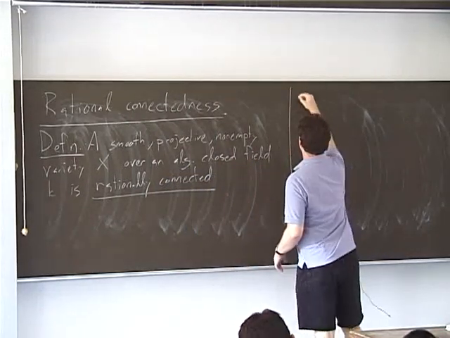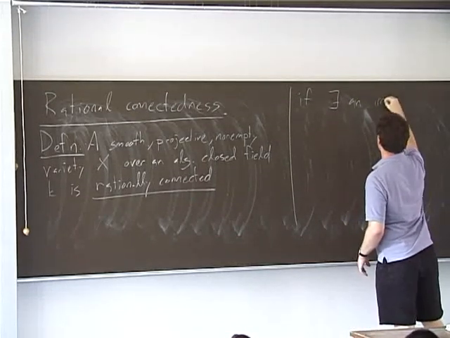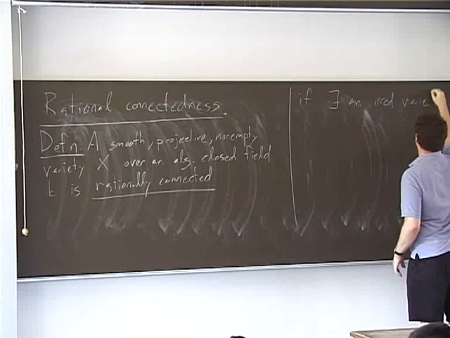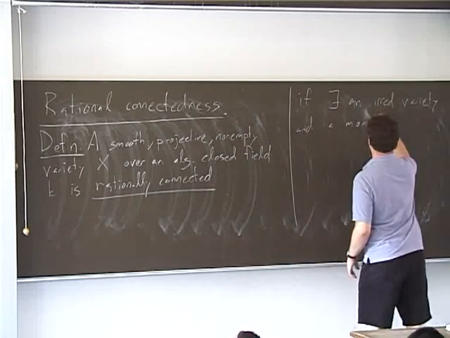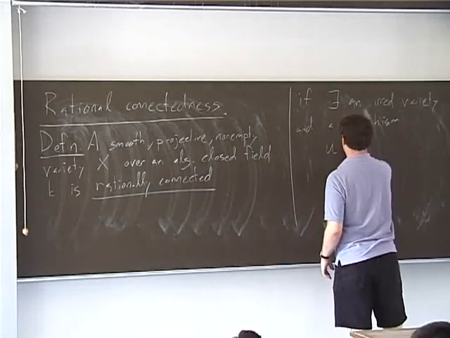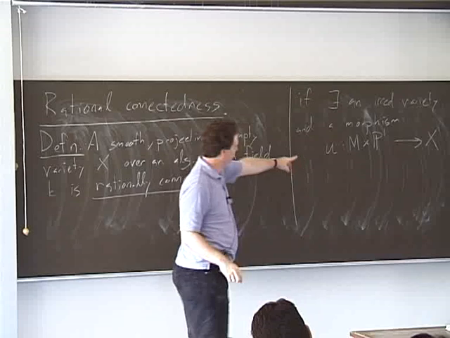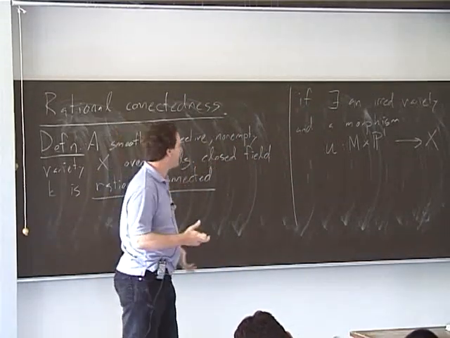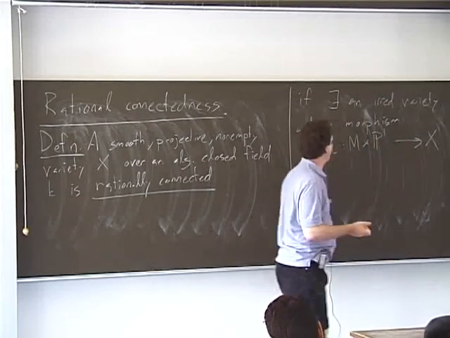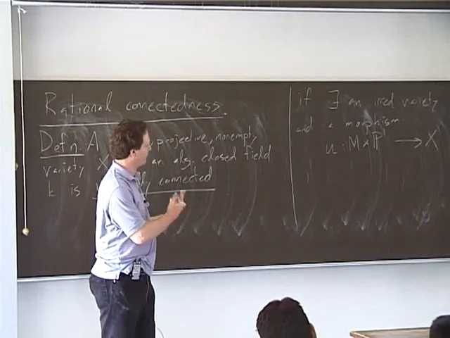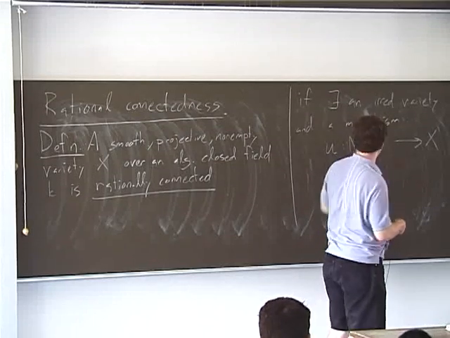It's rationally connected if there exists an irreducible variety M and a morphism U from M cross P1 to X. Let me just stop here for a moment. In other words, what do we have? We have a family of morphisms from P1 to X. Every point in M parameterizes a morphism from P1 to X. That's how you should think of this morphism. In fact, you could use Hom(P1, X) here instead of M, or at least some irreducible component of it.